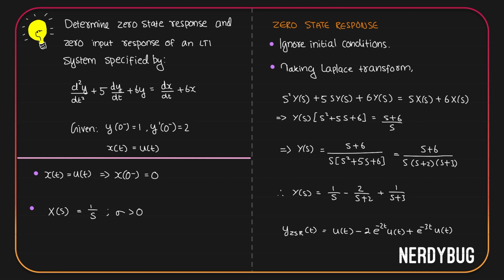We can combine all these terms and write 1 minus 2 e raised to minus 2t plus e raised to minus 3t, multiplied by u of t. So this is the zero state response.